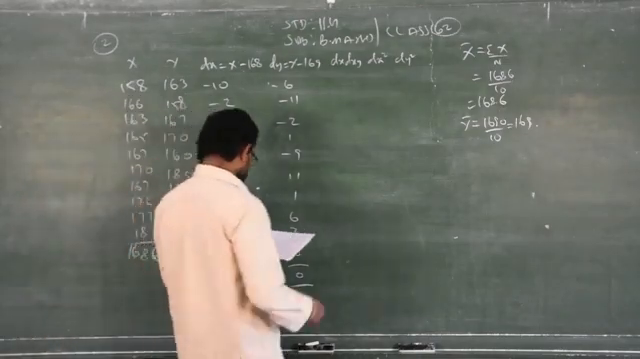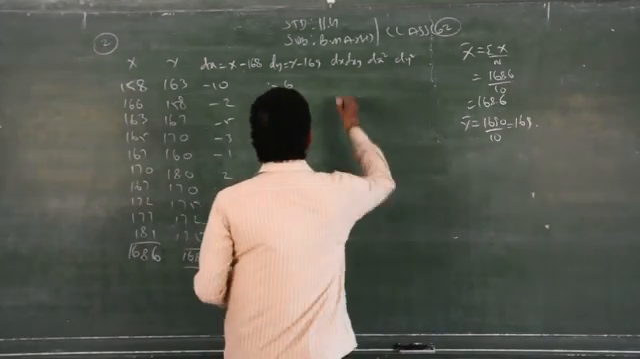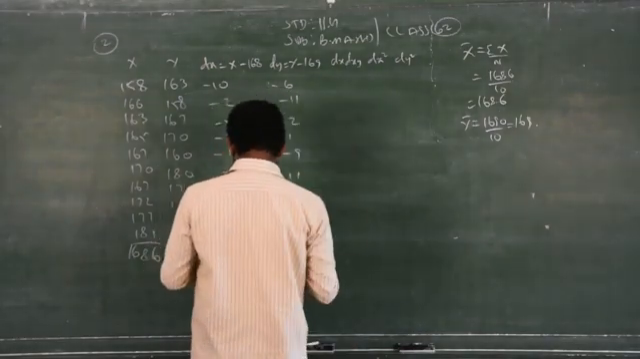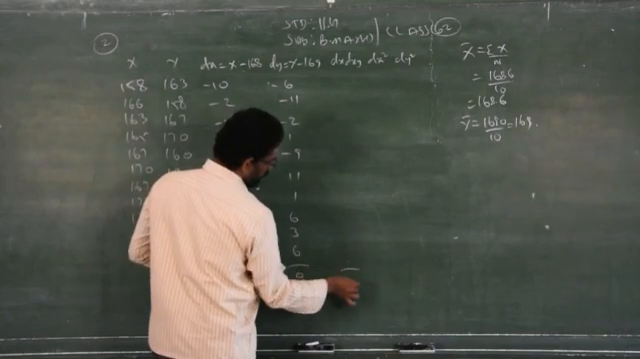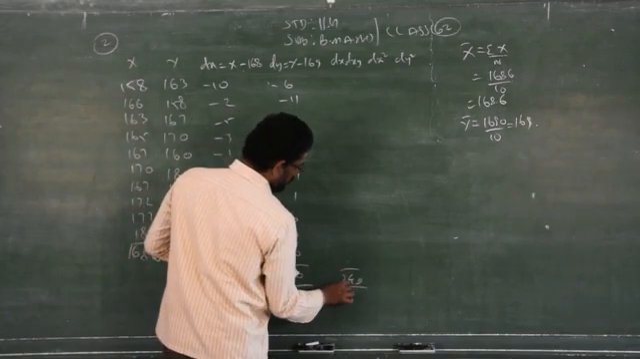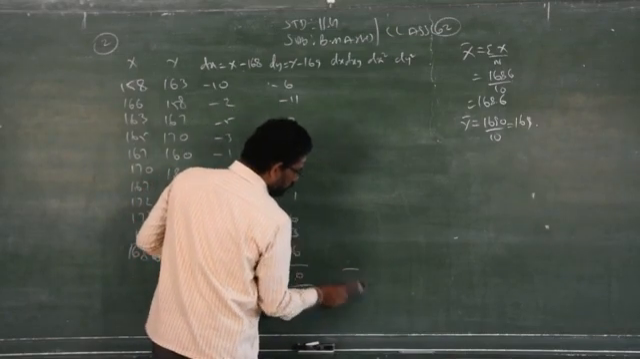Clear? So now we will have to find out dx square and dx dy. The dx dy total I wrote here directly as 248. You have to multiply and see.